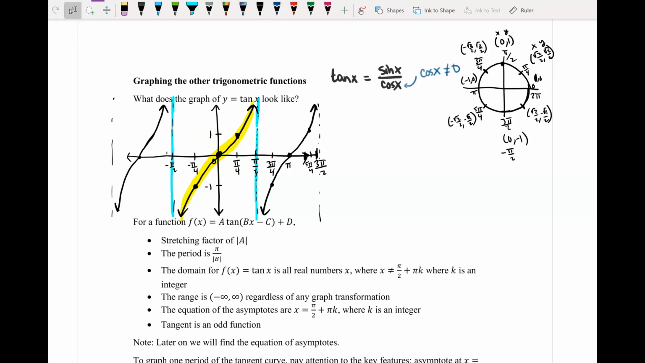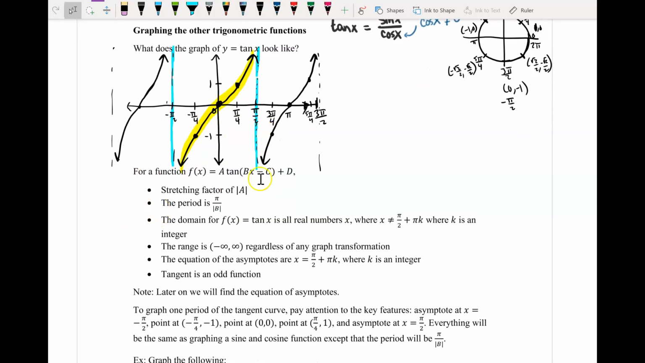All right, so let's take a look at what exactly is happening here. For one, the stretching factor is just going to be the absolute value of a. There's actually no amplitude here. This one is not really a wave, so there's not really an amplitude, but there is a stretching factor if you have a factor of a. The period now is not 2 pi over b. Now it's pi over b.